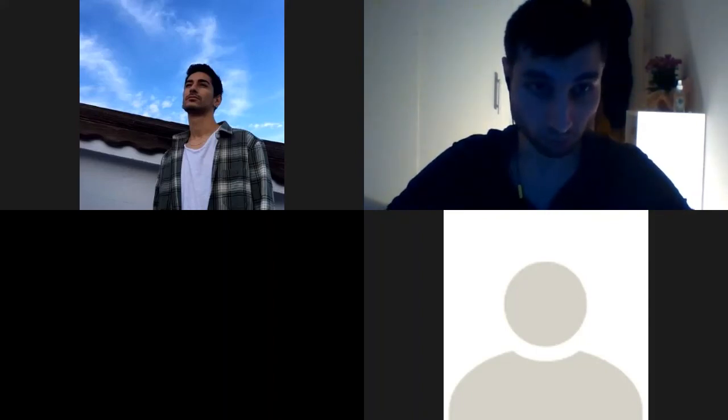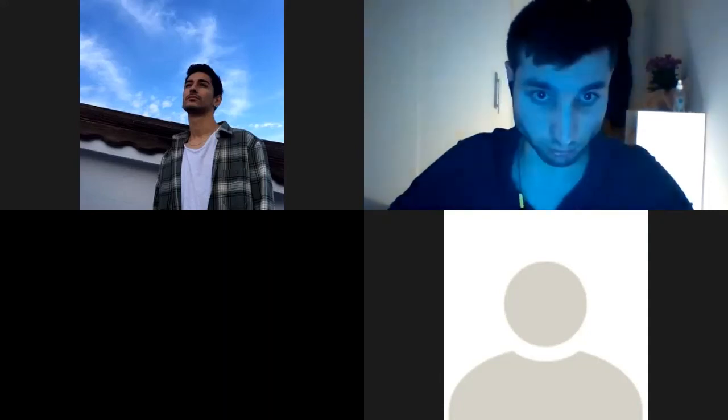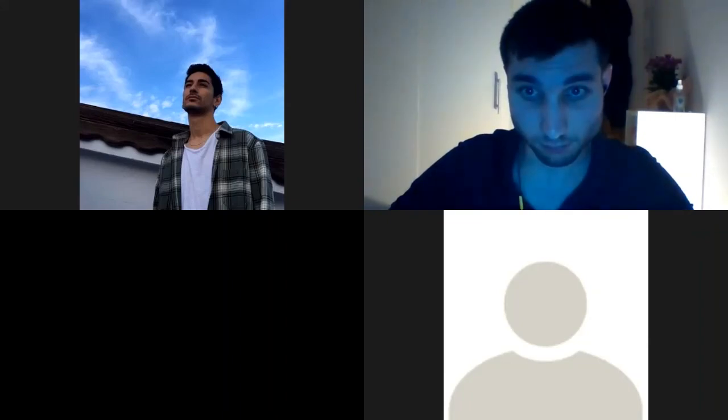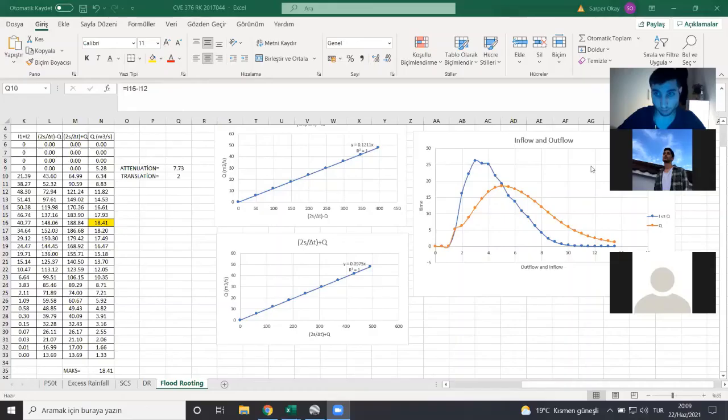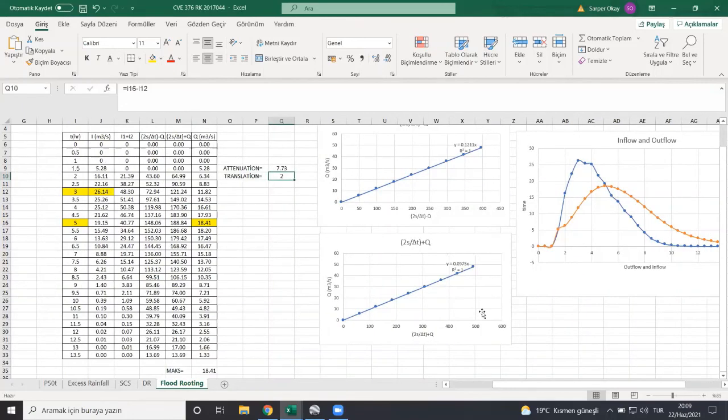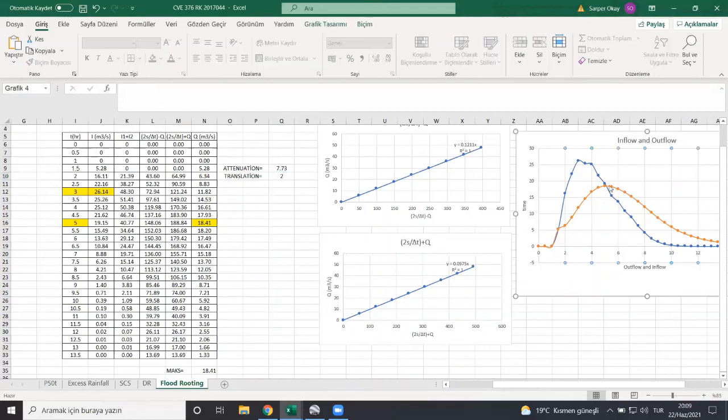On the last page, in the rightmost graph, what was it? I cannot see your screen. Ah, okay. Let me share it again. You mean this graph? Yes, hocam. Inflow and outflow. This graph shows the inflow and outflow. So basically this one and this one. Okay, hocam. Thank you.